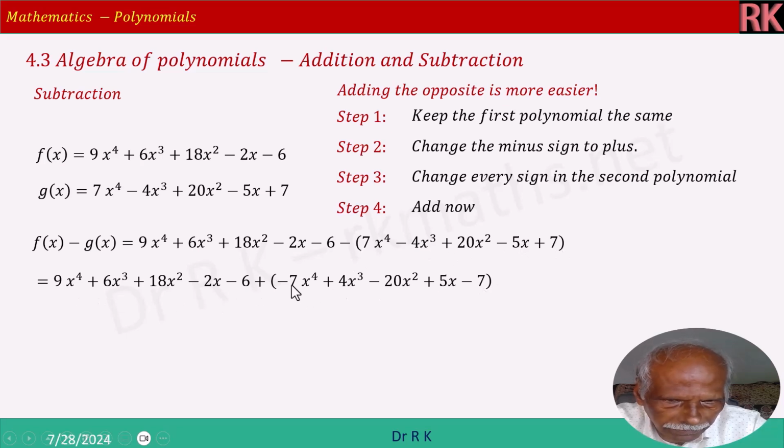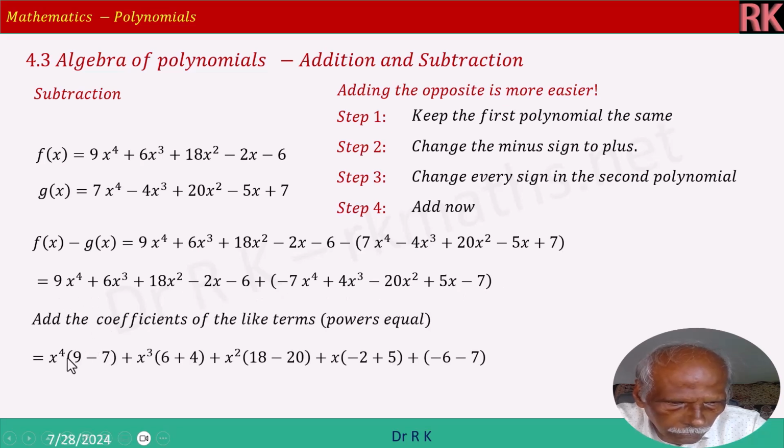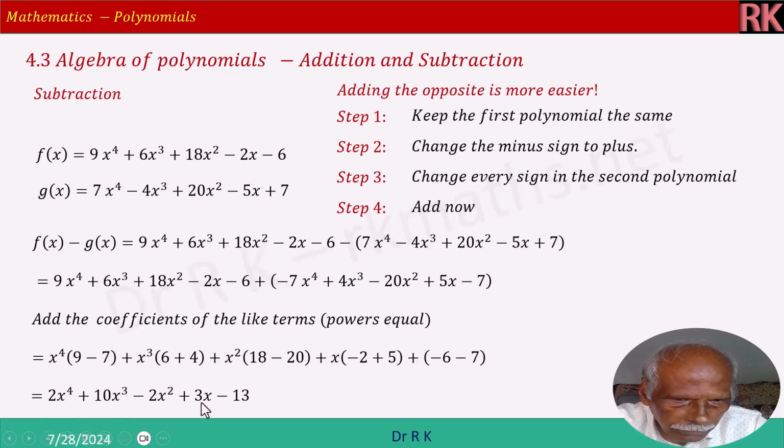So 9 minus 7. I am adding minus 7 to 9, which means 9 minus 7 is 2. So if you do it, 2x power 4 plus 10x cube minus 2x squared plus 3x minus 13 will be the answer. Now do it here. I have just taken the like terms, x cube: plus 6 here and plus 4 here. X squared: plus 18 minus 20. X: minus 2 plus 5. And constant term: minus 6 minus 7. I don't have to bother about this sign because this is always plus now. Now the answer is 2x power 4 plus 10x cube minus 2x squared plus 3x minus 13.